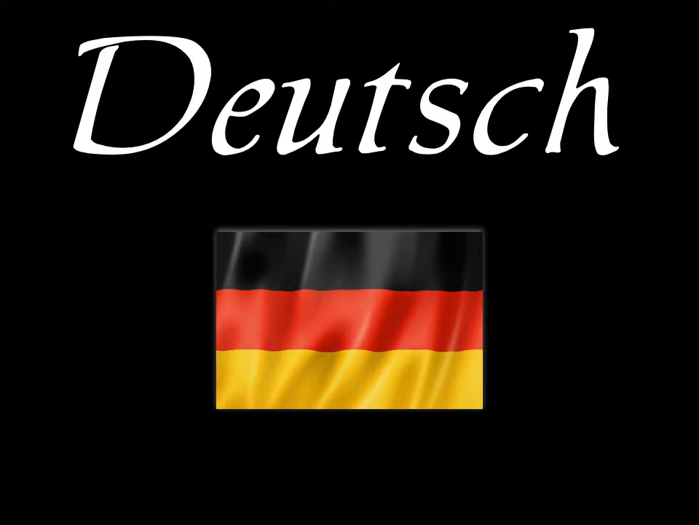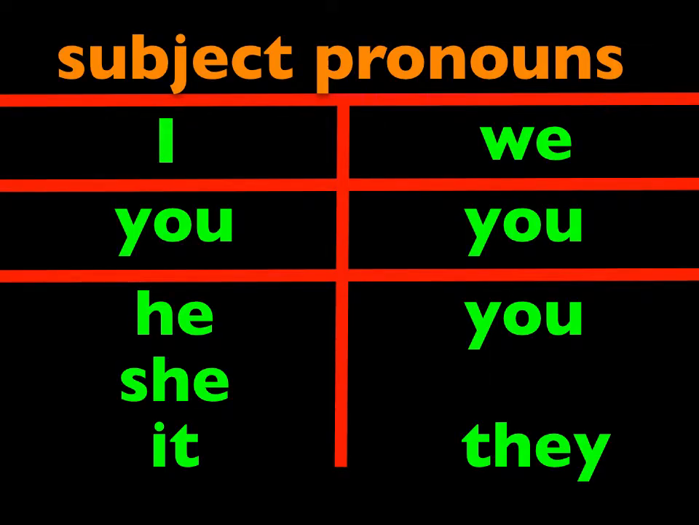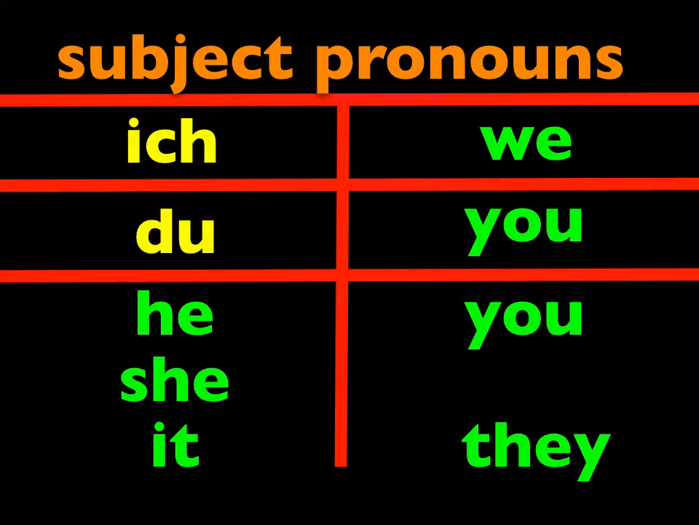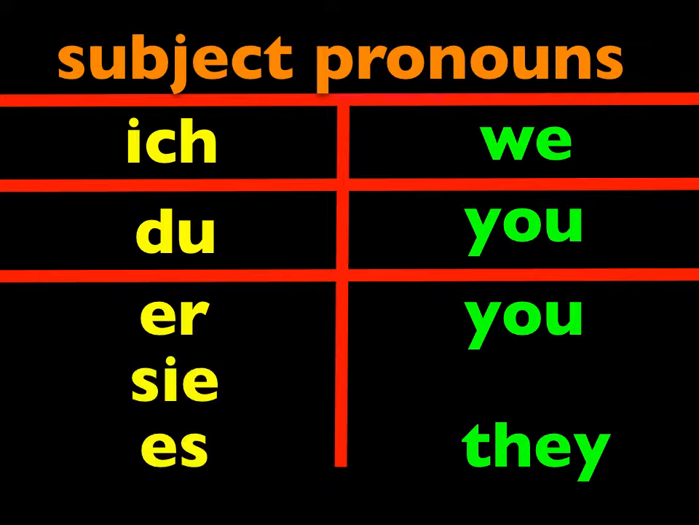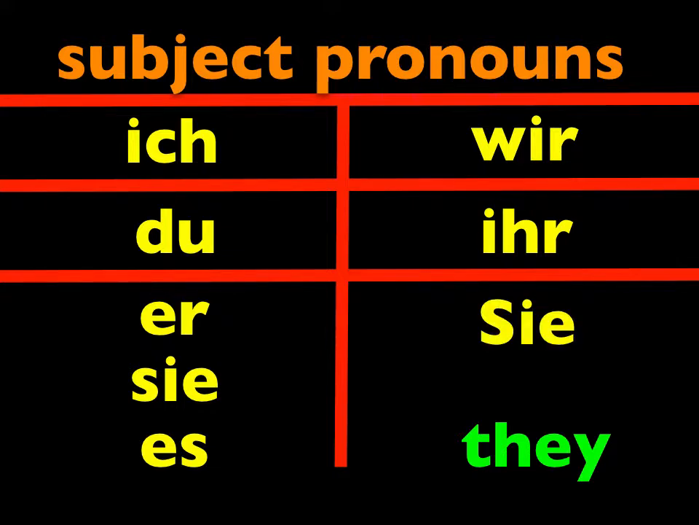Today we are going to review the subject pronouns and the verb to have and use both in short sentences with masculine nouns as direct objects. First, repeat the subject pronouns you learned in the last lesson. Ich, du, er, sie, es, wir, ihr, sie, Sie.